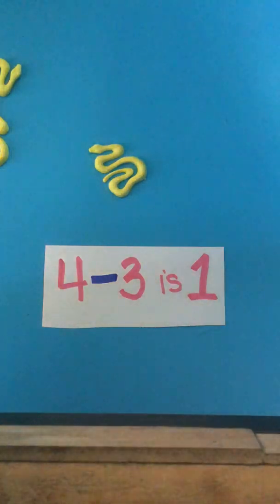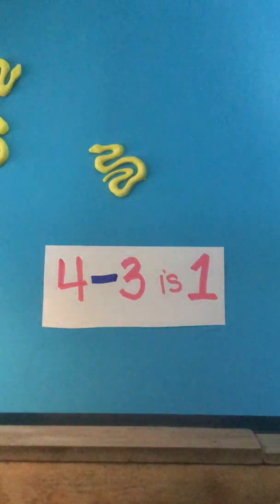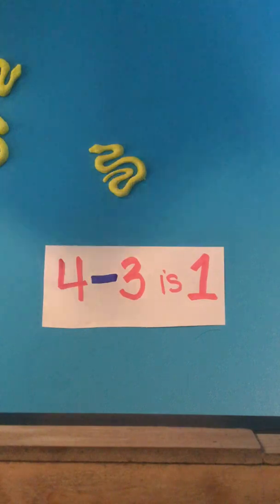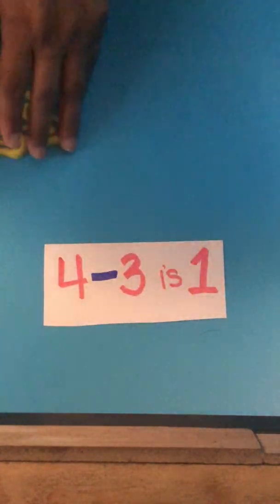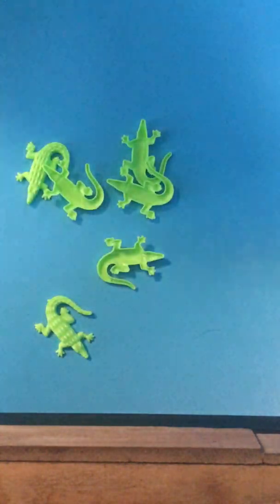That's right, 1. Because 4 were slithering and 3 went to go look for food. Good job. Isn't this easy? So we're using this, okay? Okay, last story. So we can show you some workbook activities. Okay, let me get my alligators.